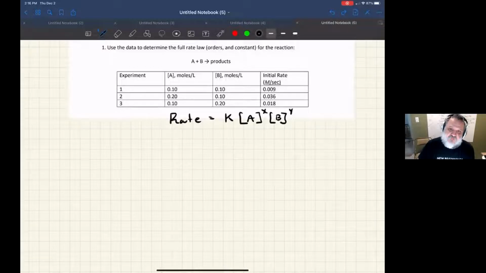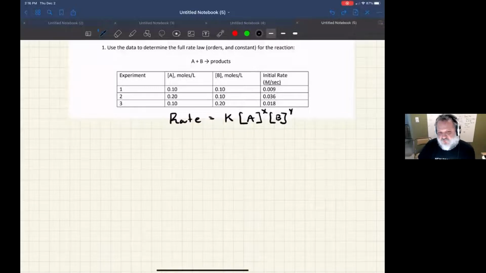If it's not an elementary process like this one, then the only way to determine what the x and y powers are is through experiment. And now this is what you have. You have some experimental data. And so what we're going to do is use that experimental data to simplify the rate expression, to cancel out variables in order to solve for one of the variables, x and y, at a time.